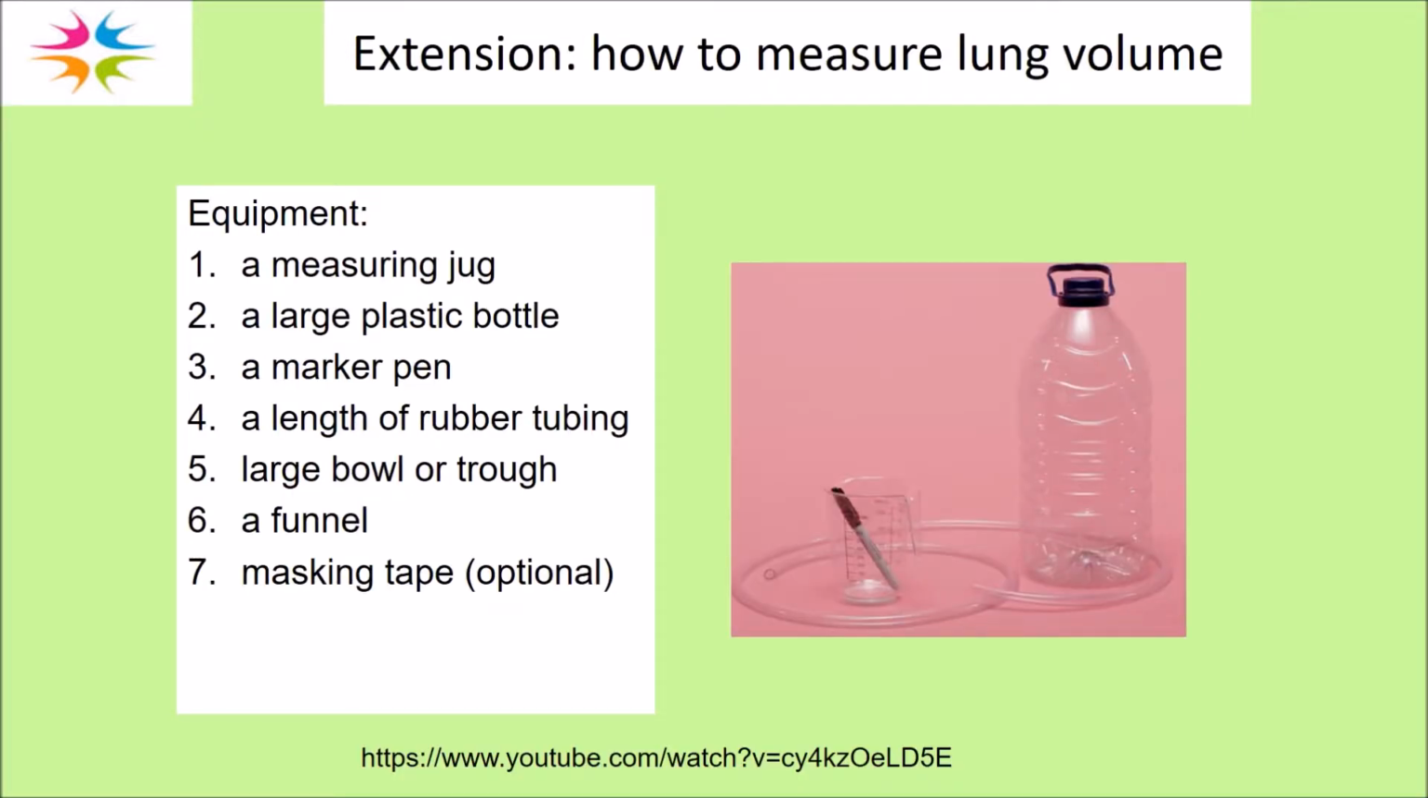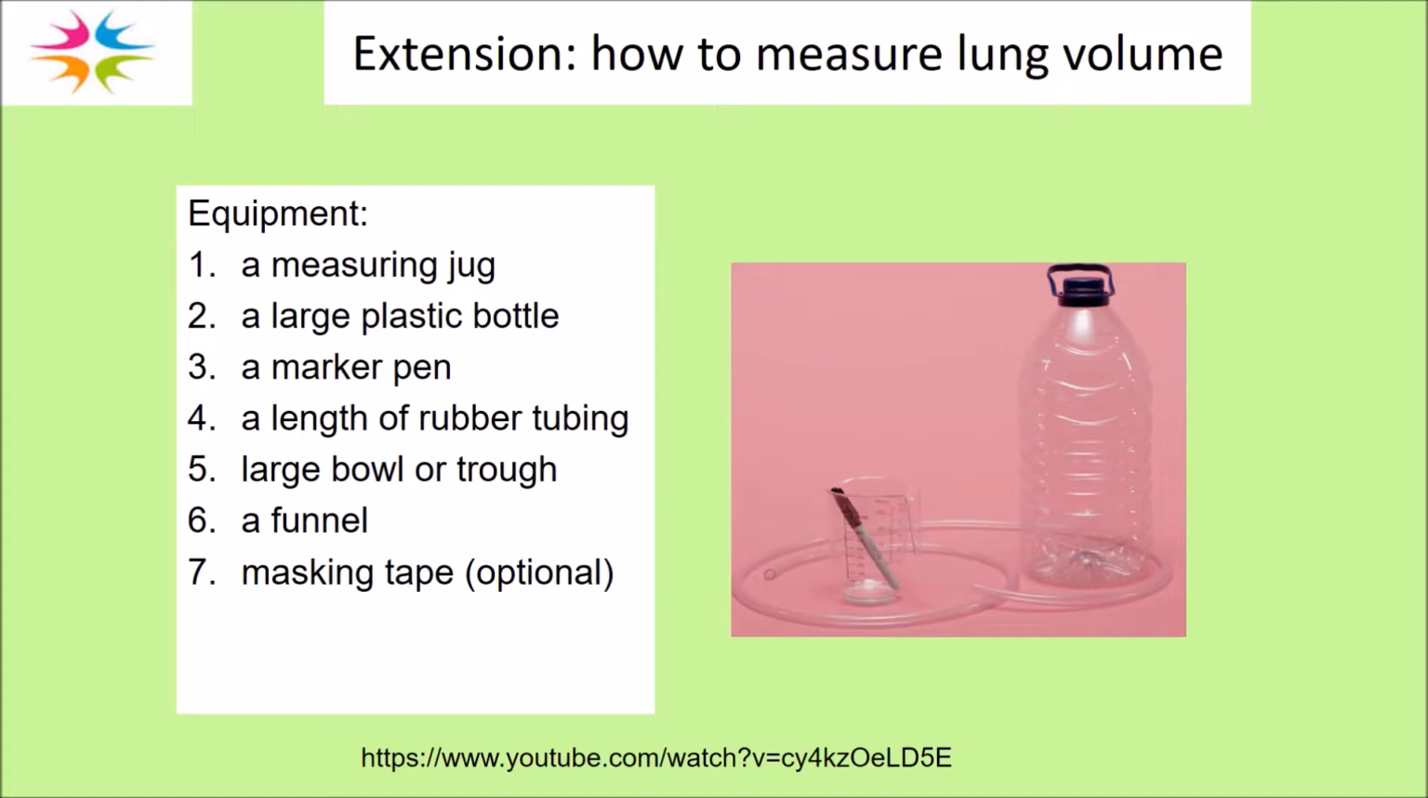So this is an extension task. If you want to do it, that would be great. So how to measure your lung volume. The equipment you need: a measuring jug, a large plastic bottle, a marker pen, rubber tubing, a large bowl or trough half filled with water, a funnel.